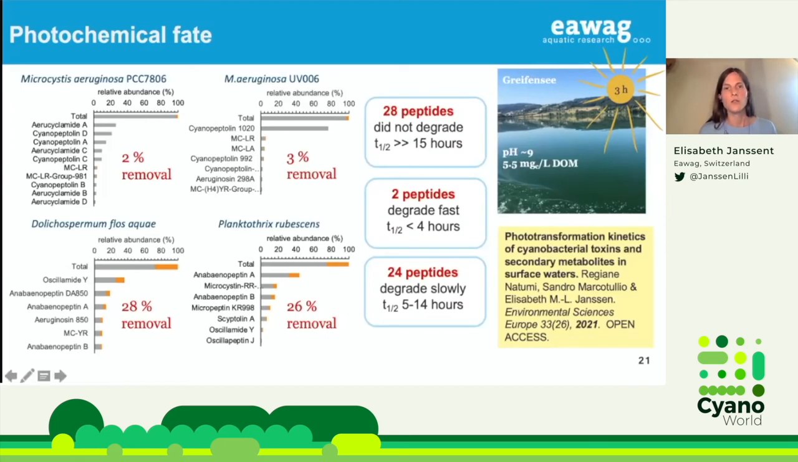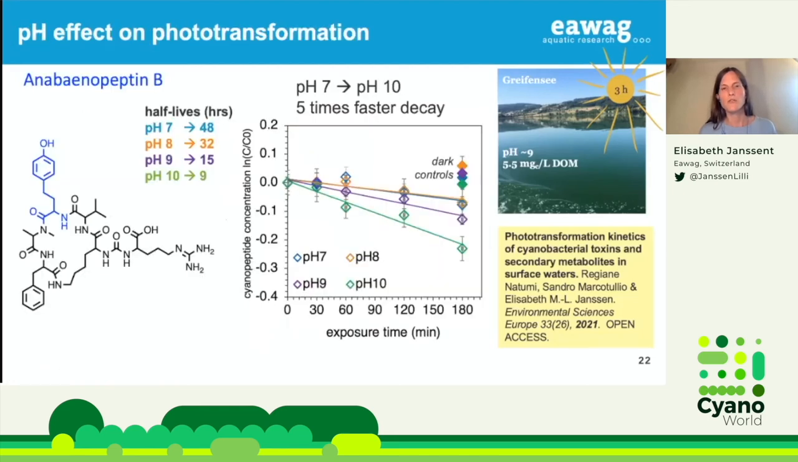We then also looked a bit into the pH effect that we started to see quite quickly. So this is an example of anabenapeptin B, and also still in the lake water. If we modify the pH of the native lake water from 7 to 10, we see that at pH 7 or 8, it wasn't really degrading. It was one of those compounds that showed slow degradation around neutral pH. But then we see a quite significant increase of degradation when we increase the pH.